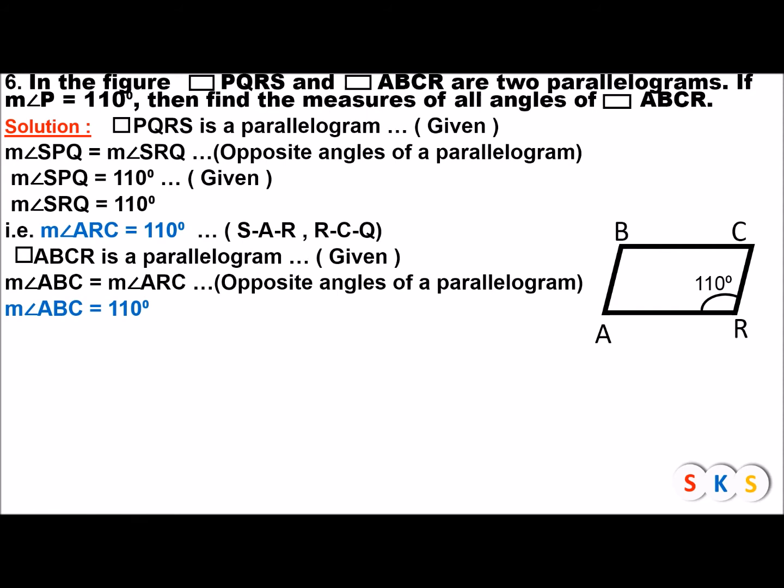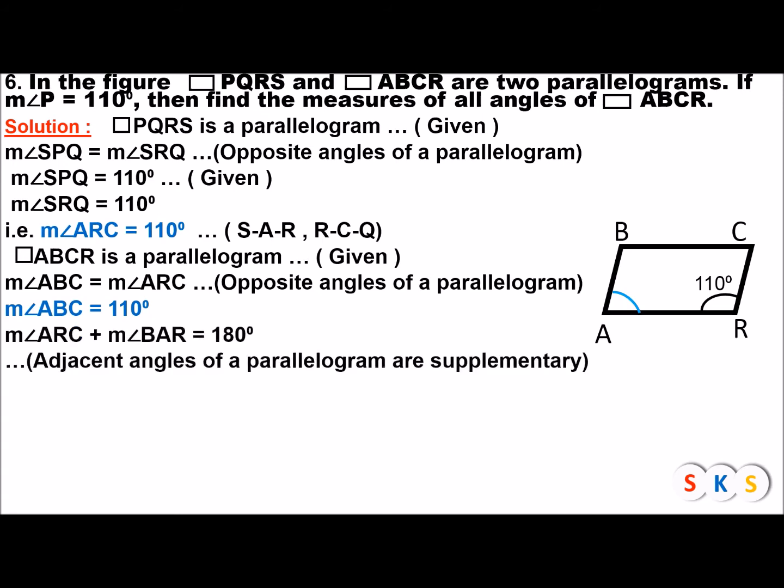Now we know that adjacent angles of a parallelogram are supplementary. Adjacent angle means consecutive angles like angle A and angle B, angle B and angle C, angle C and angle R, right, are consecutive angles. They are adjacent angles, and the sum of these two angles will be 180 degrees. So I'll be taking angle BAR and angle ARC, which are adjacent angles. So the sum of these two angles is 180 degrees. Now in place of ARC we can write 110.